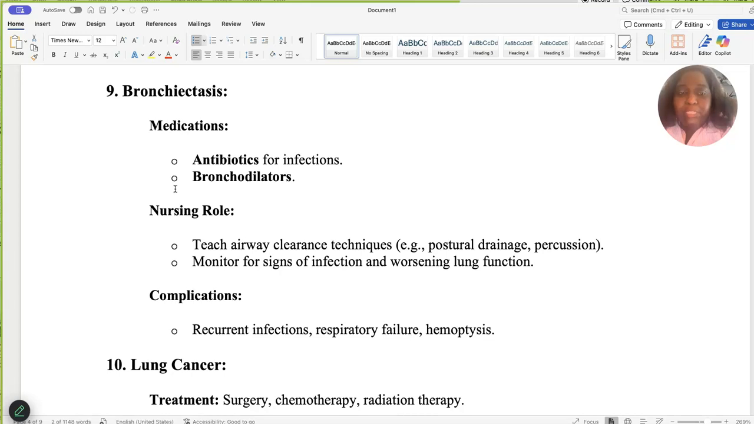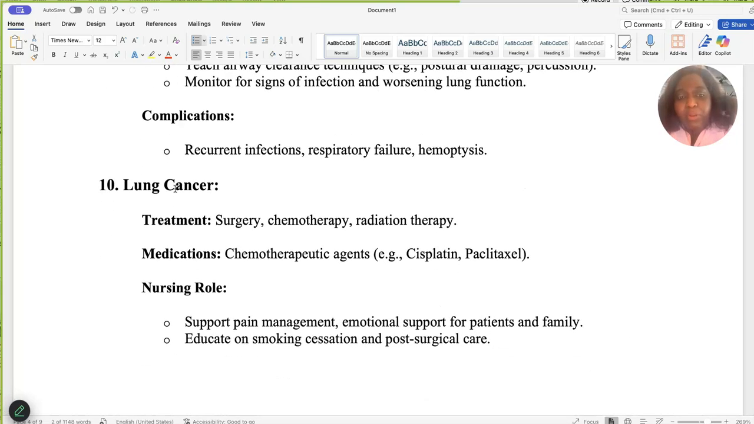Now, what about bronchiectasis? The medications that we use are antibiotics for infections and bronchodilators. Airway clearance is important. Postural drainage precaution. Monitor for signs of infection or any kind of worsening lung infection. Recurrent infection, respiratory failure, and hemoptysis are all important to watch out for.